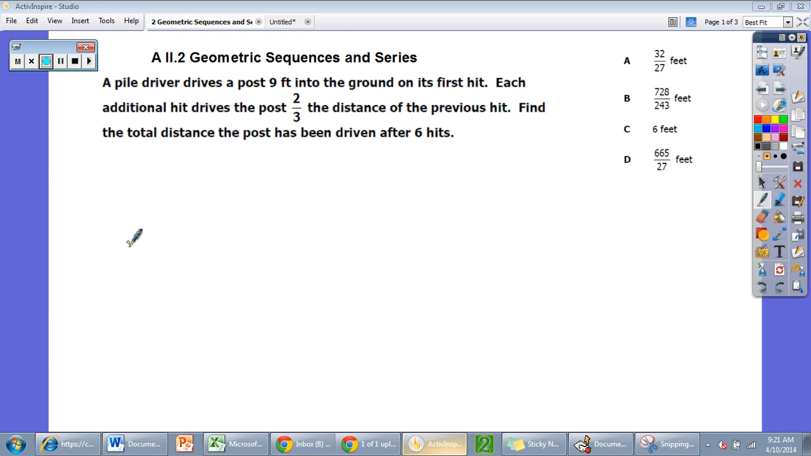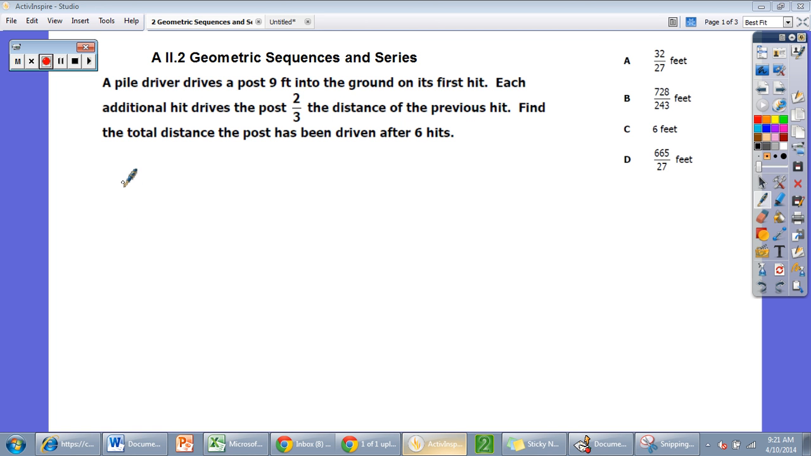It's talking about a man driving a post into the ground, and the first time he drives it 9 feet into the ground, and each additional hit he drives it 2/3 of the distance of the previous hit. And we want to know the total distance the post has been driven into the ground after 6 hits.